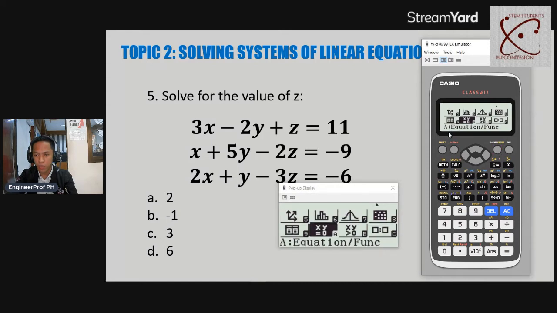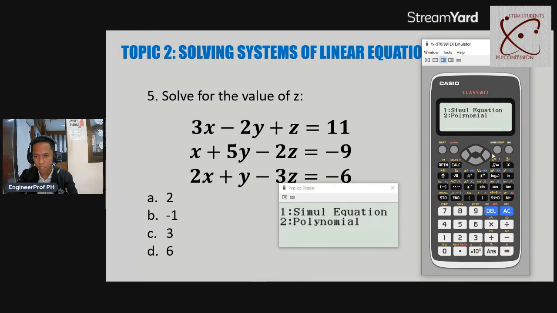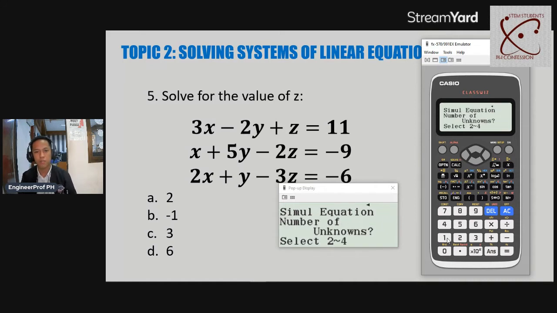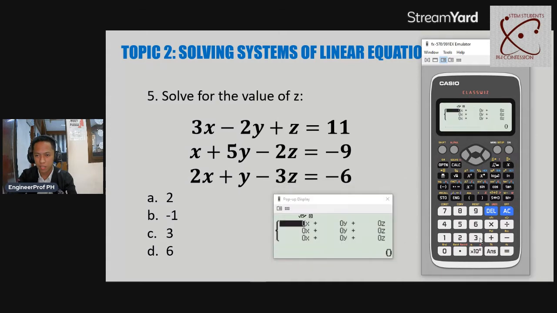So, menu and equation. So, A, equals lang natin kasi nandito na tayo sa screen na to. So, sa equation. You can just press A, or you can just press equals pag na-navigate mo na siya dito. So, just press equals and simultaneous equation. Then, tatanong si Casio, ano ba yung unknowns mo? So, ilan ba? So, we have here 2 to 4. So, here we have 3 unknowns. So, lagay natin 3. Ayan. So, ito na yung form natin. Ayan. Same thing, nasa labas pa rin si constant.